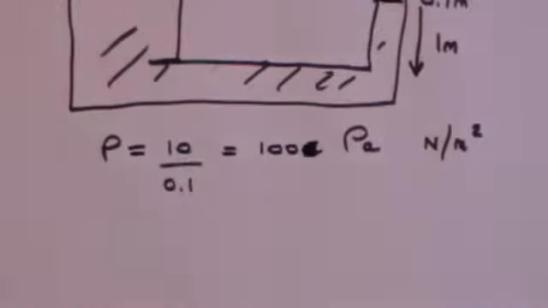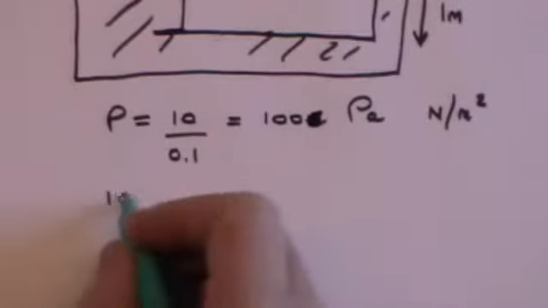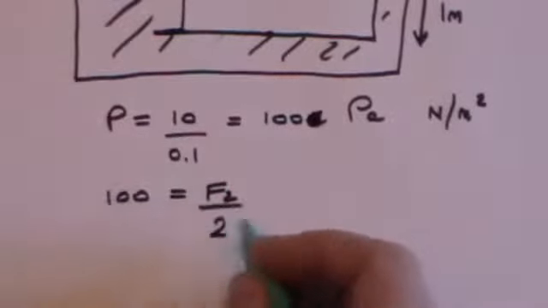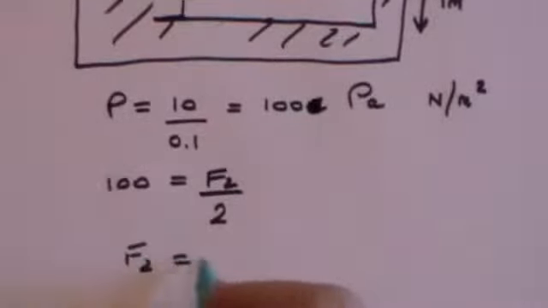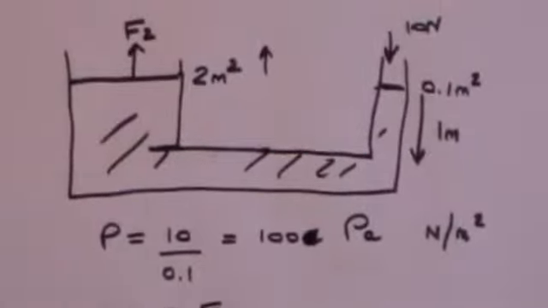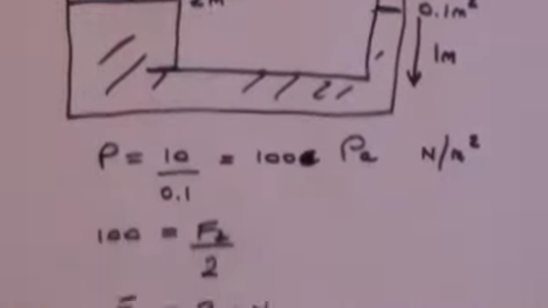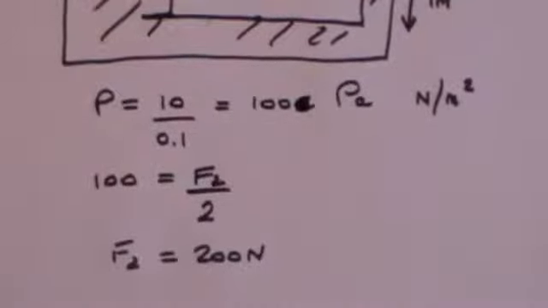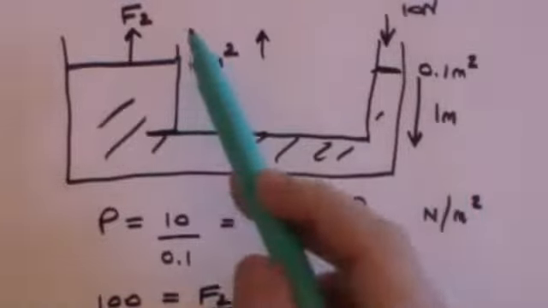So now we know that the area is 2 meters squared, so we know that the pressure, which is 100 pascals, is equal to the force, which is F2, divided by the area, which is 2. That means that F2 equals 200 newtons. So I press down with a force of 10 newtons, but my prize is an upward force of 200 newtons. 20 times as large. But the second part of the question was, if I push down over a meter, how far up does this go?